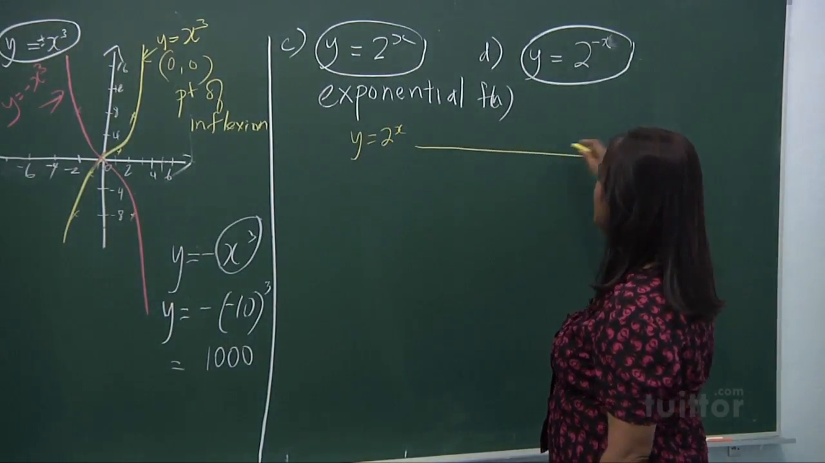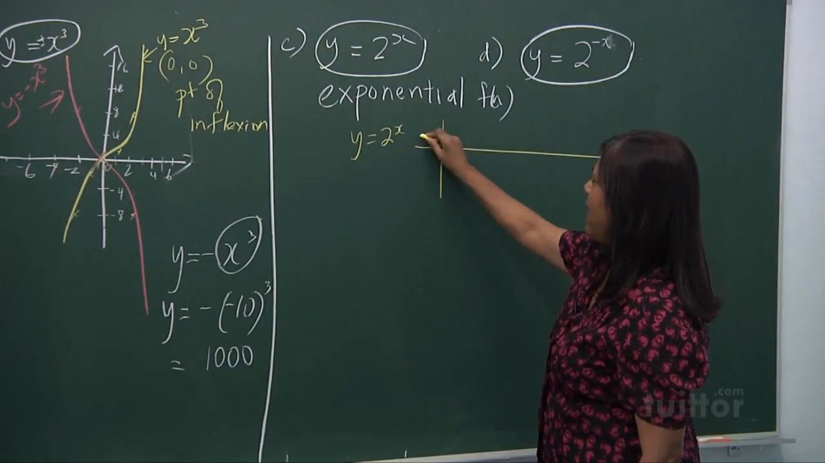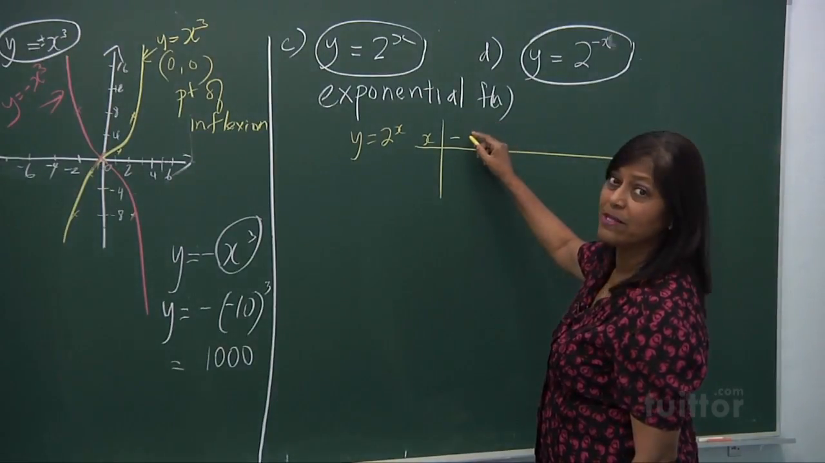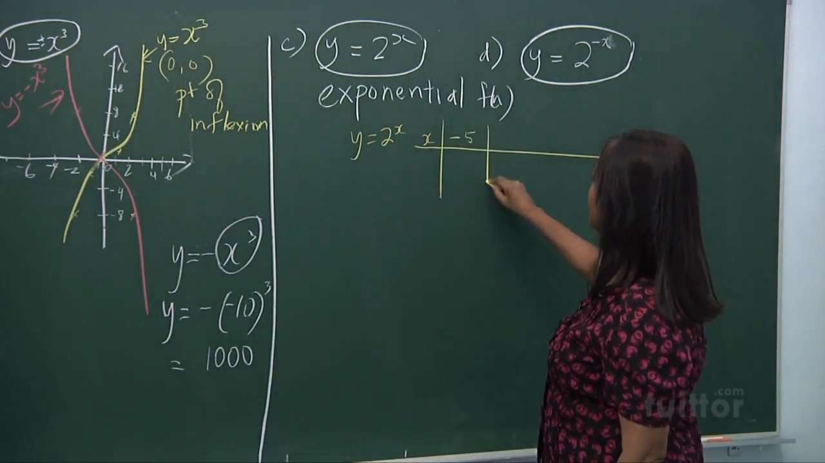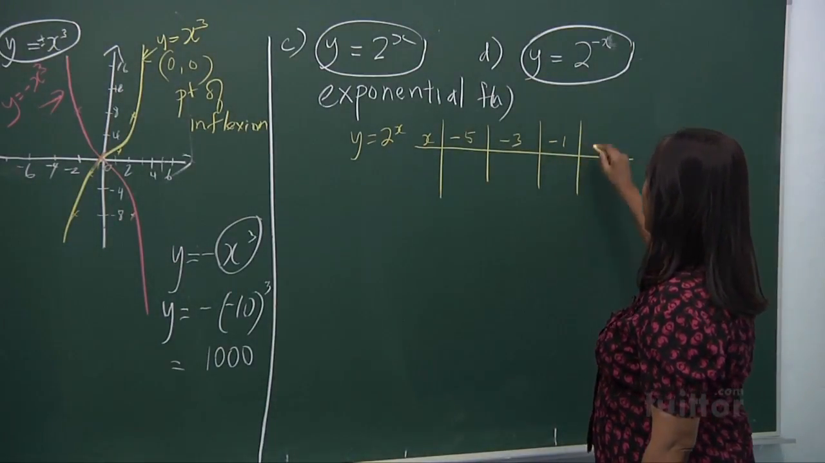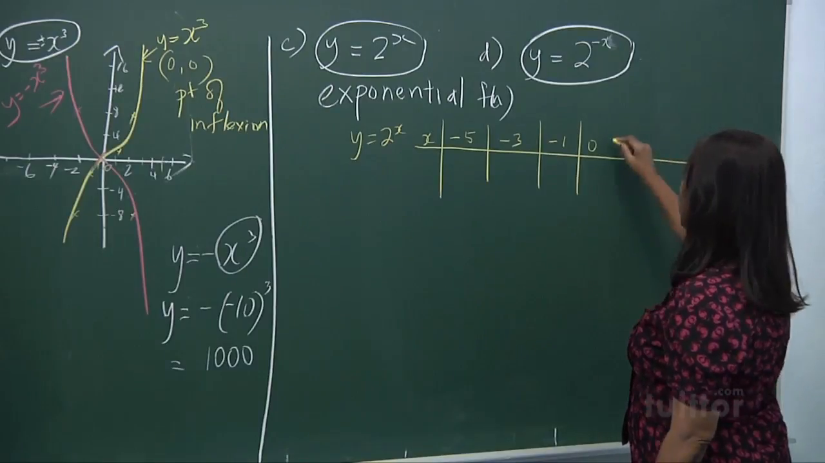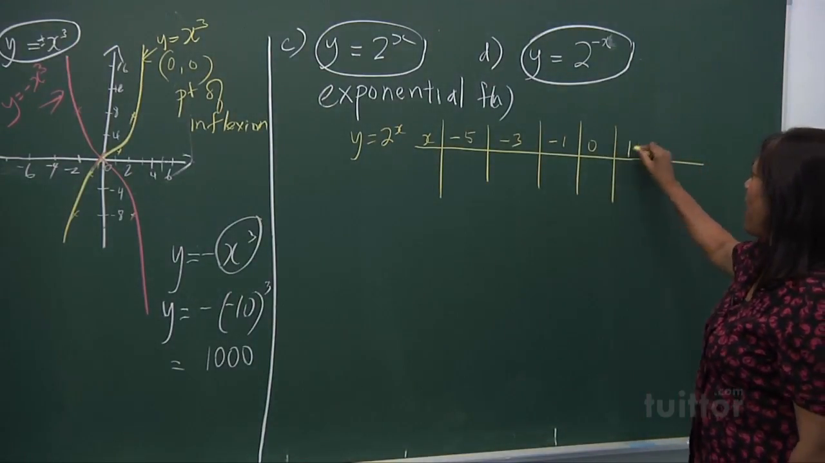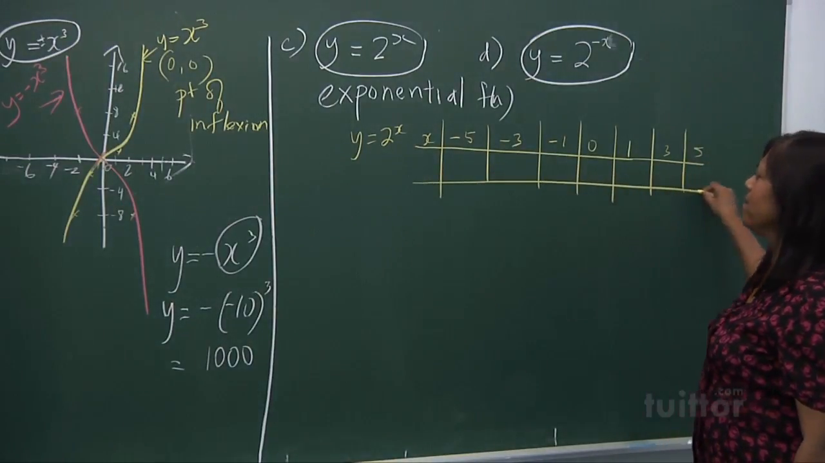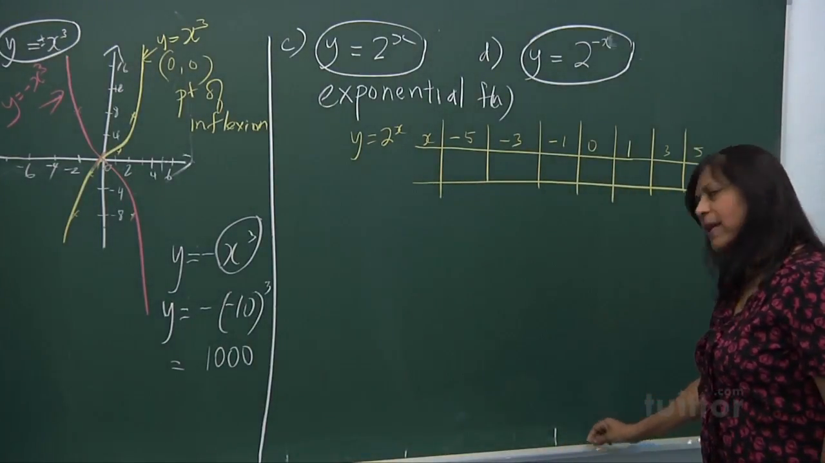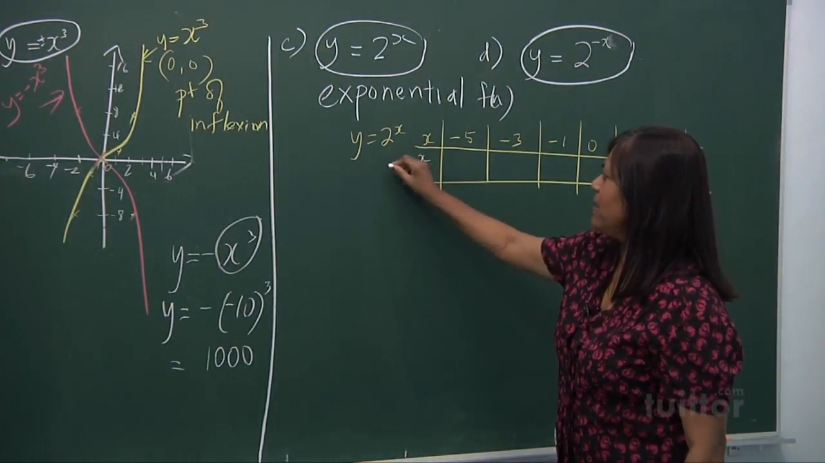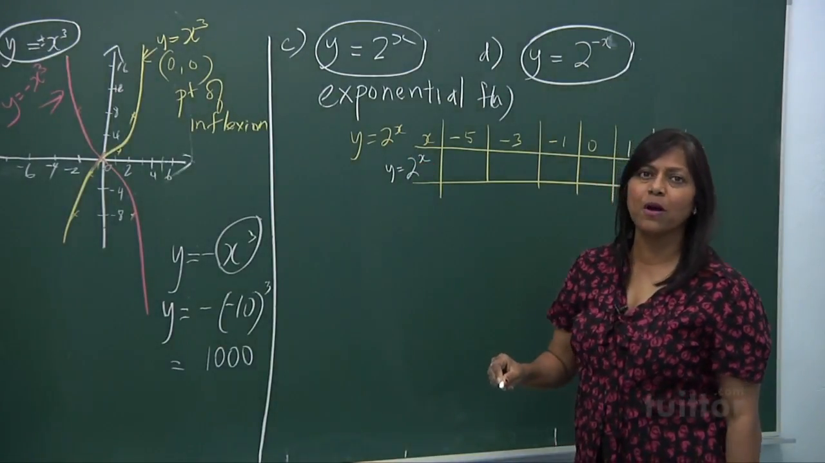Let's get some tables here. We get x when x is minus 5, x is minus 3, x is minus 1, x is 0. At this end, let me take 1, 3, 5. Let's see how y behaves. What is y again? 2 to the power of x. Now, y is equal to 2 to the power of x.